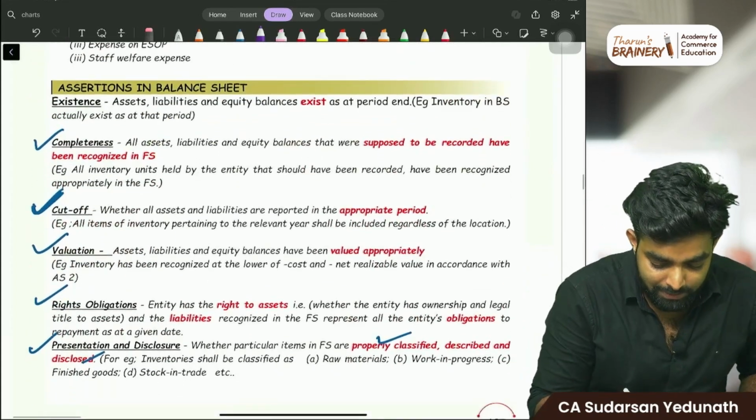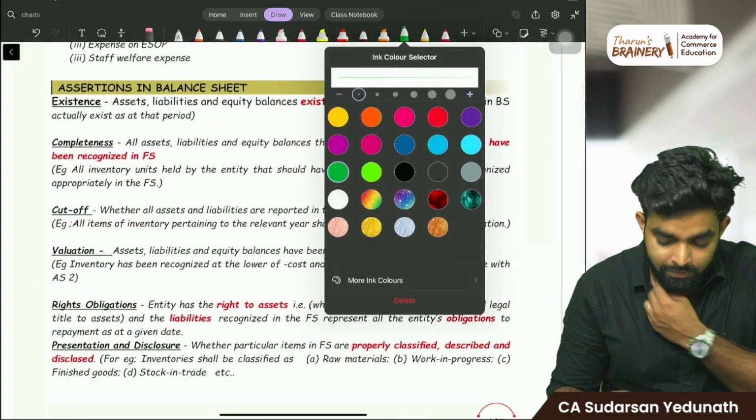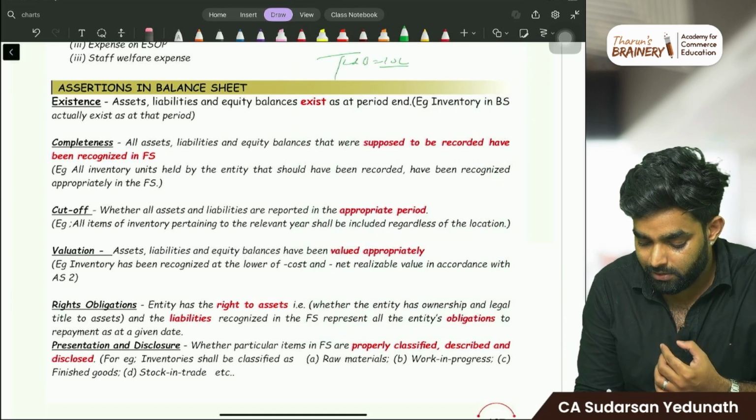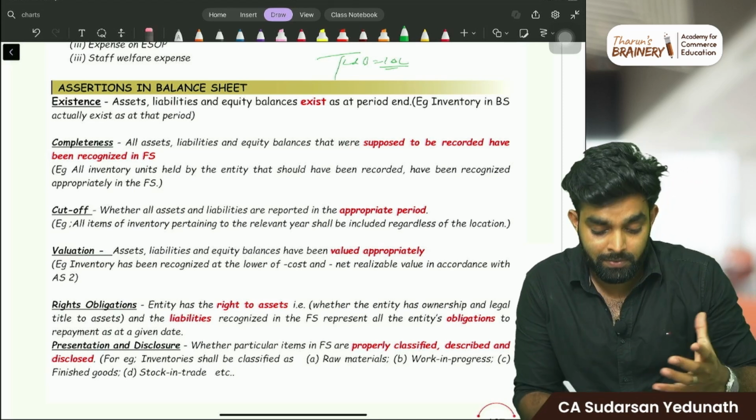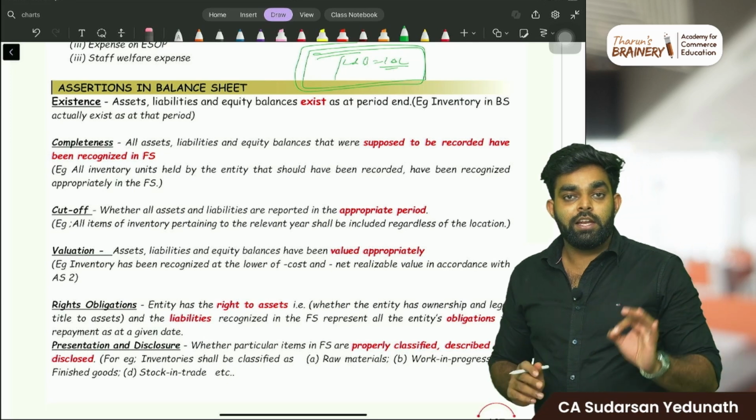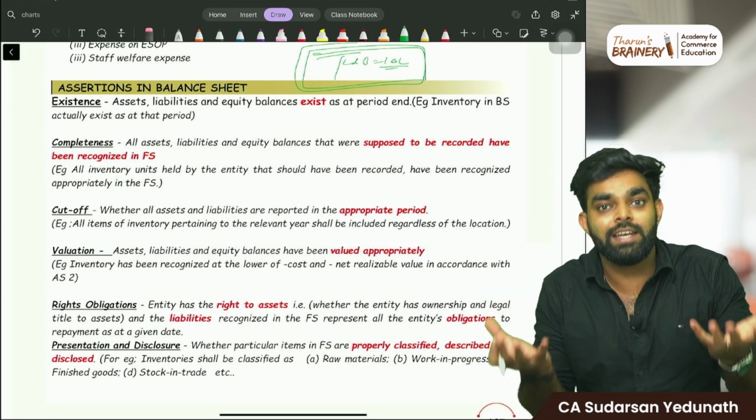Now assertions in the balance sheet. We will take the example of the balance sheet item land and building. Land and building is equal to 10 lakhs. So what does that mean? What are we as users understanding from this given by the management? Management gives a balance sheet where land and building is shown as 10 lakh. What are we as users understanding from it?